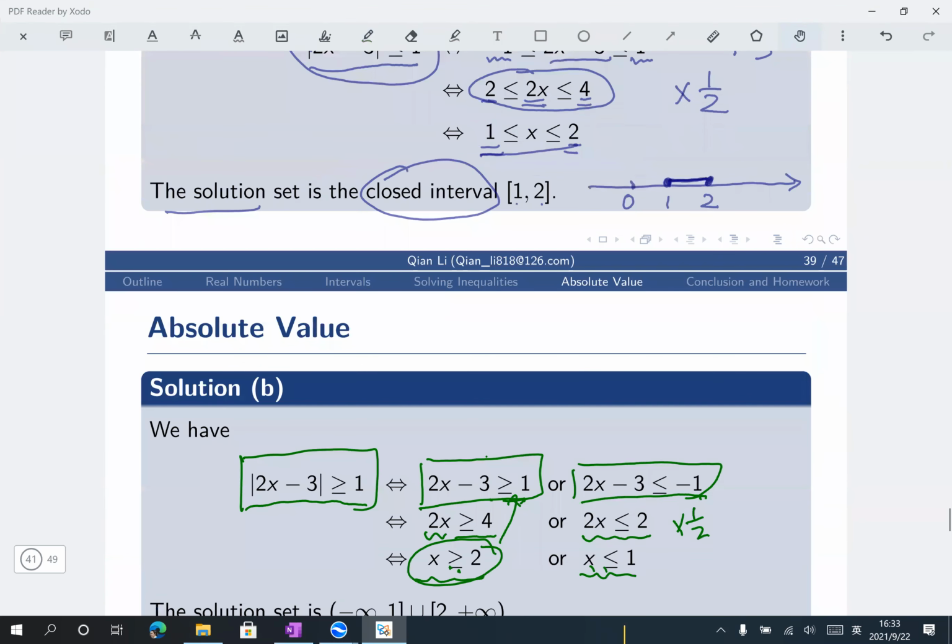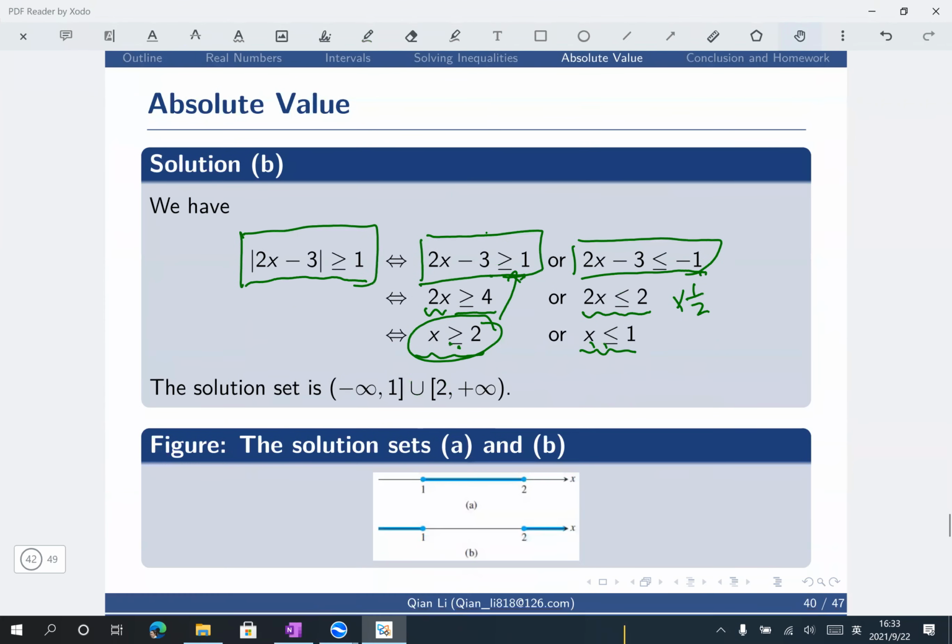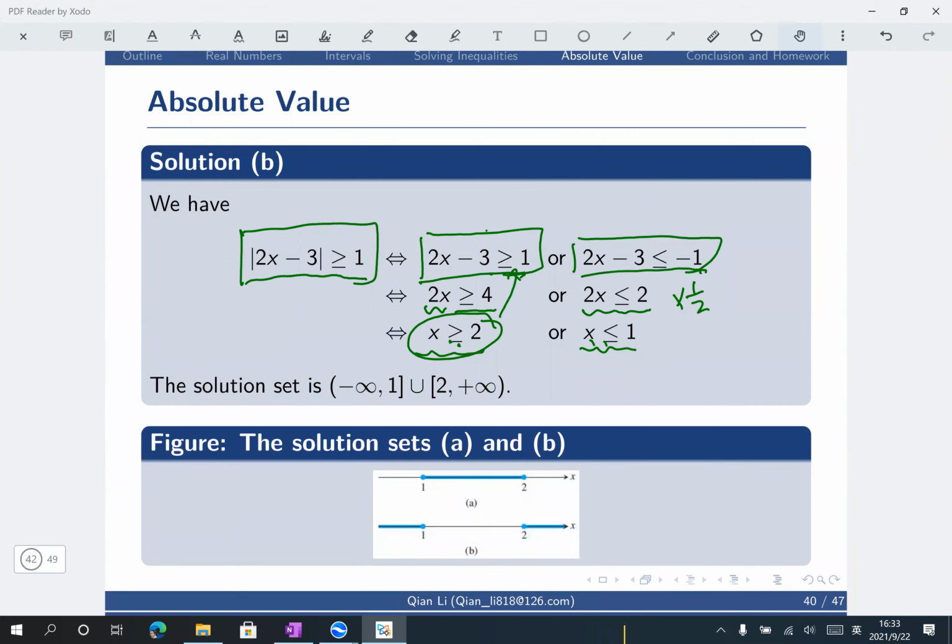But ma'am, where does this sign come from? The solution set is minus infinity to 1, and where does the infinity symbol come from?